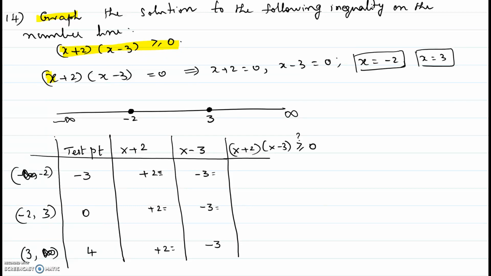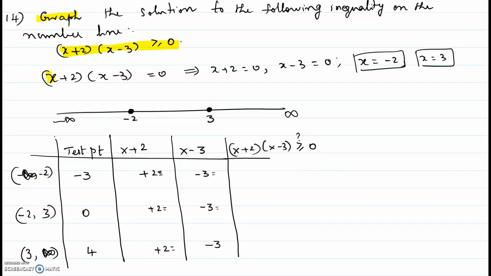So, we'll create a table with a column for x plus 2 and a column for x minus 3. Then we'll plug in the test points into x in these two columns. And then we'll find out the product of x plus 2 and x minus 3 and see whether it is more than or equal to 0 or less than or equal to 0.